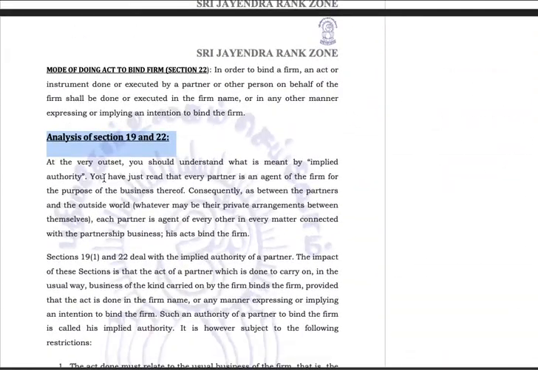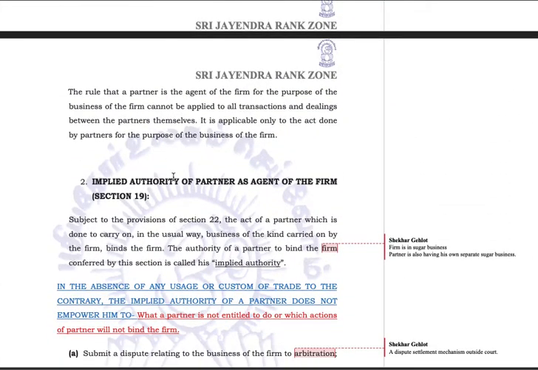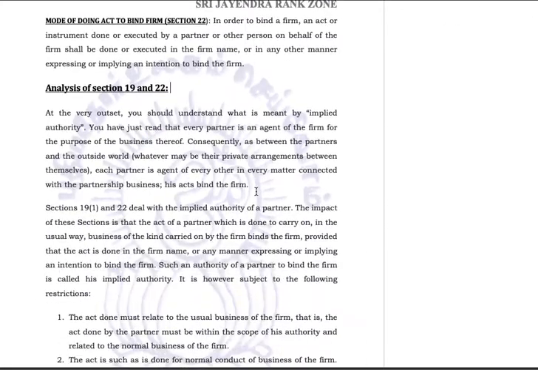This we are trying to analyze, Sections 19 and 22. At the very outset, you should understand what is meant by implied authority, because we are discussing the implied authority of a partner. You have just read that every partner is an agent of the firm for the purpose of the business thereof. Consequently, as between the partners and the outside world, meaning anyone outside the firm, whatever may be their private arrangements between themselves.